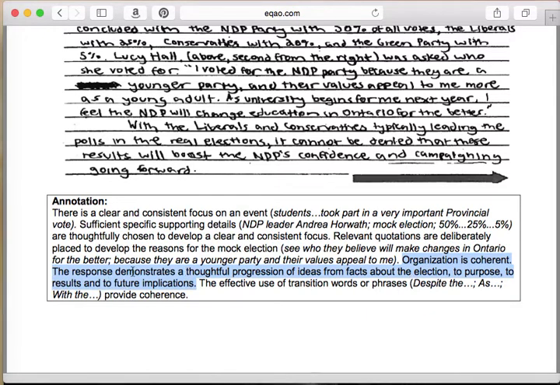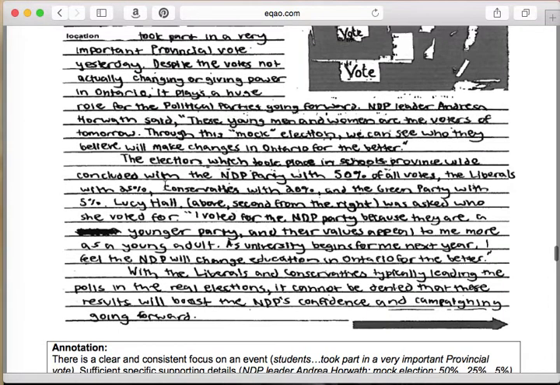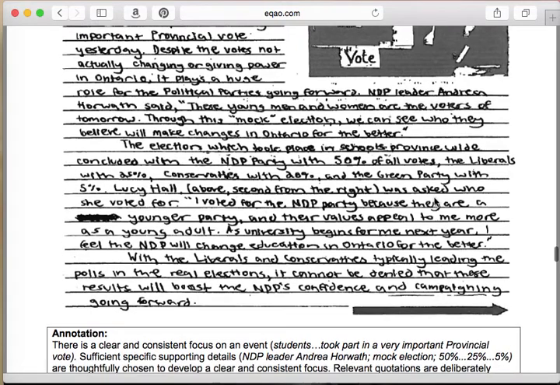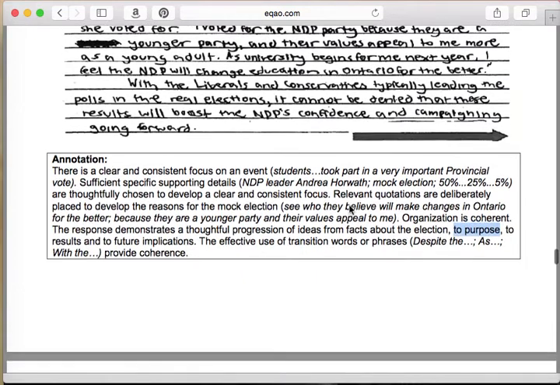So the response demonstrates a thoughtful progression of ideas from facts about the election. So this is where the most important 5 W's plus H belong in the beginning. Then in the middle paragraph, this student talks about the purpose of this election. This was a mock election in which young people voted in order to gauge the popularity of political parties amongst young people. So that was the purpose, and that would answer the question, why was this held?